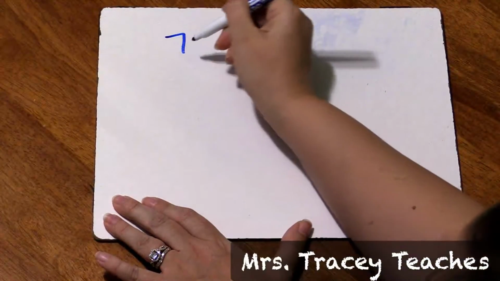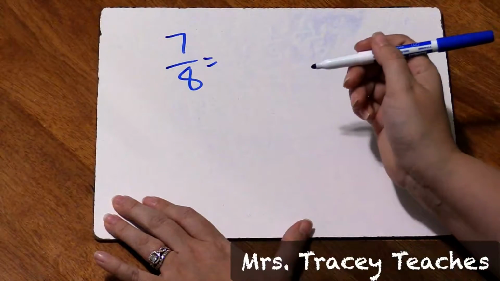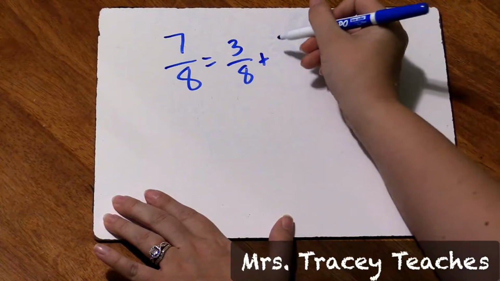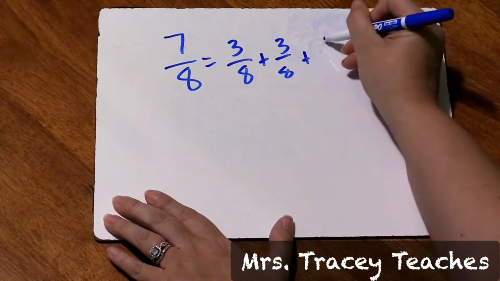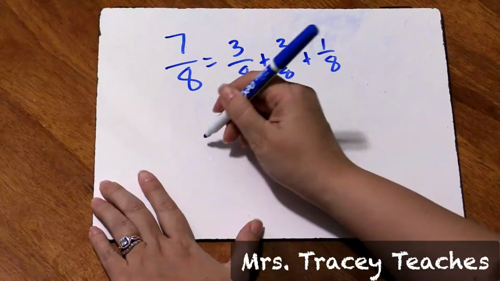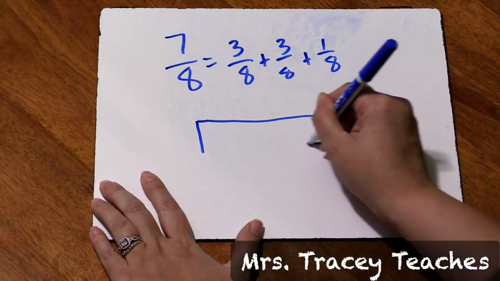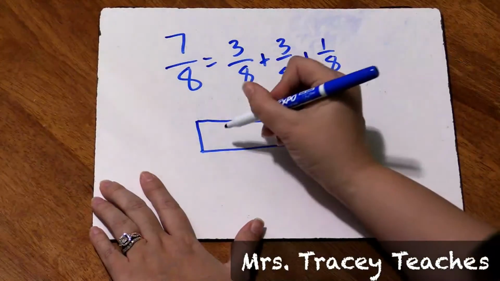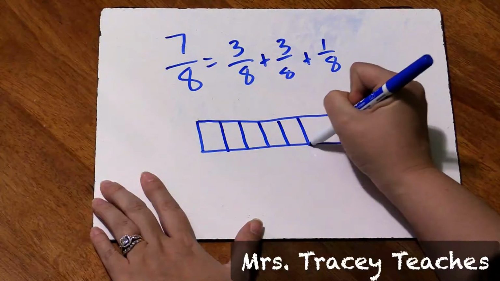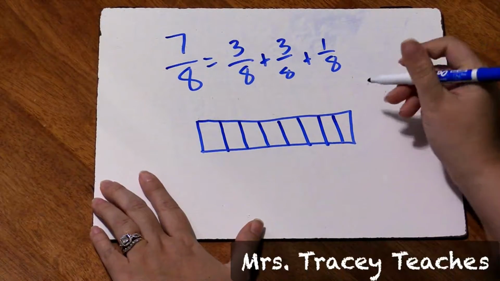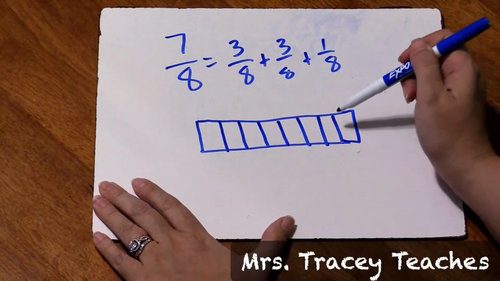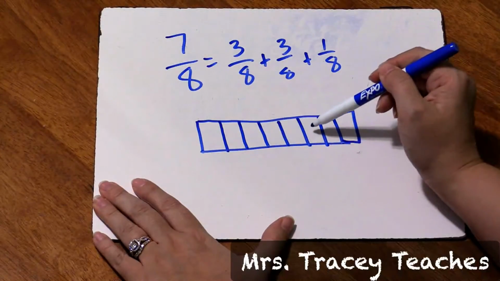The next one we have is 7/8. So we're going to have 3/8 plus 3/8 plus 1/8. What we're going to do is use our denominator to know how many boxes we have. So we're going to draw our tape diagram. If we have 8 boxes, we're going to do 7 lines. So 1, 2, 3, 4, 5, 6, 7. This is a little small, so I'm going to make it a little bit bigger. I tried my best. So I have 1, 2, 3, 4, 5, 6, 7, 8.